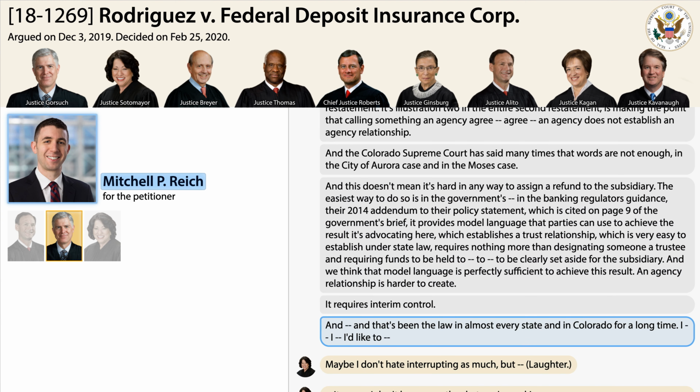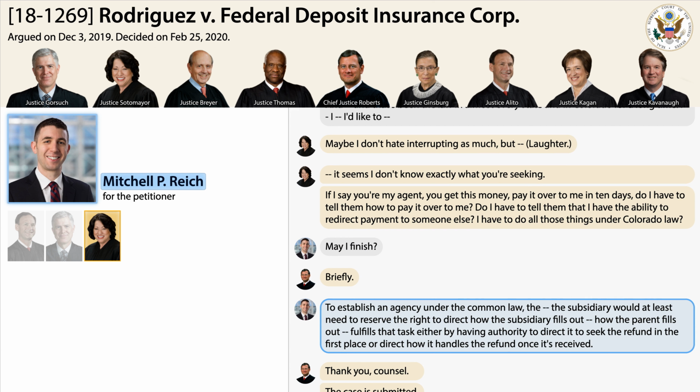May I finish? Briefly. To establish an agency under the common law, the subsidiary would at least need to reserve the right to direct how the parent fulfills that task, either by having authority to direct it to seek the refund in the first place or direct how it handles the refund once it's received.